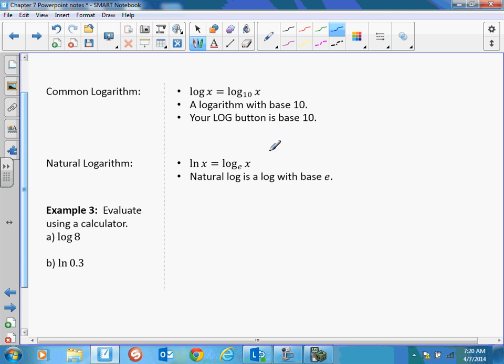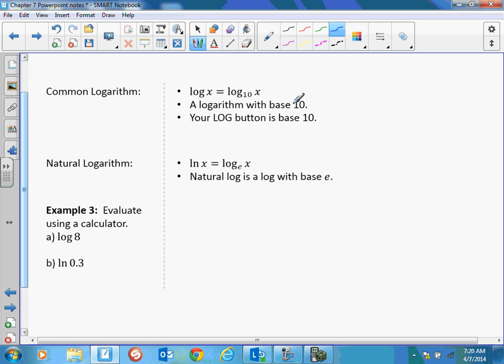Okay, we're going to talk about common logarithms and natural logarithms. First, if it's a common logarithm, if you just write log x, it's going to assume that the base is 10. So 10 to what power gives you x? It's a logarithm base 10.